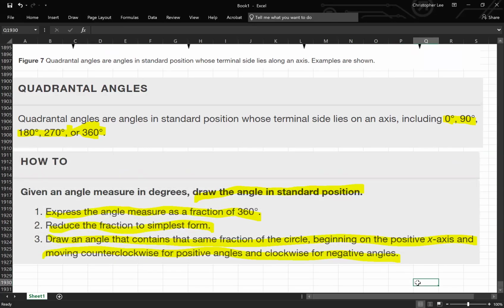So let me give you a little how-to. Given an angle measure in degrees, draw an angle in standard position. Here's how you do it. First, express the angle measure as a fraction of 360 and reduce the fraction to simplest form. Then draw an angle that contains that same fraction of a circle, beginning on the positive x-axis and moving counterclockwise for positive angles, and clockwise, excuse me, for negative angles, right?